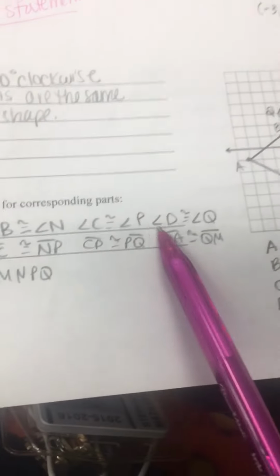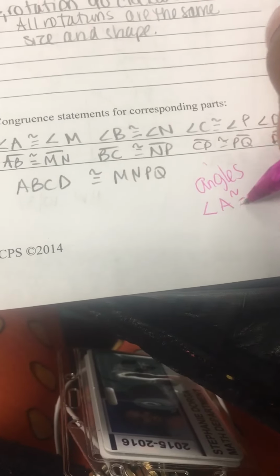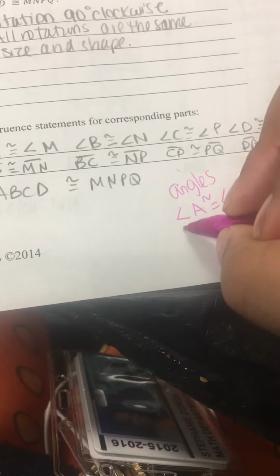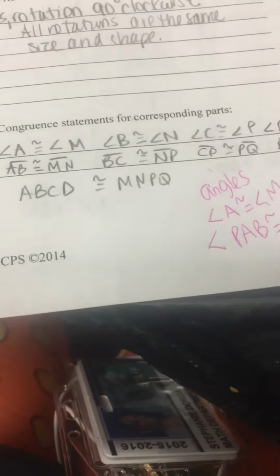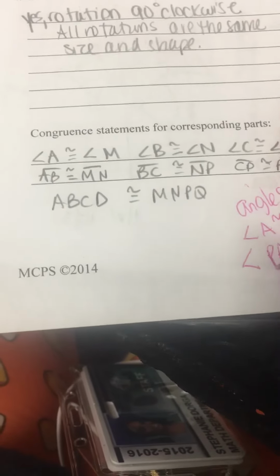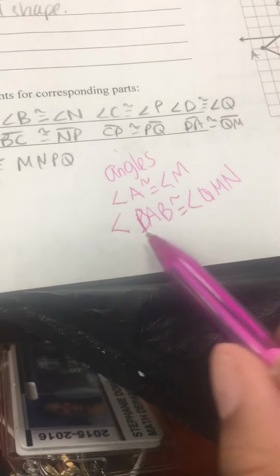So again, make sure you know how to write your congruent parts. These are called congruent parts. Angles, sides, and this is the congruent statement for the figure. Angles can have one letter, or they can have 3 letters. And when you write 3 letters, make sure you're focusing on the middle letter. And sides can only have 2 letters. These are sides.